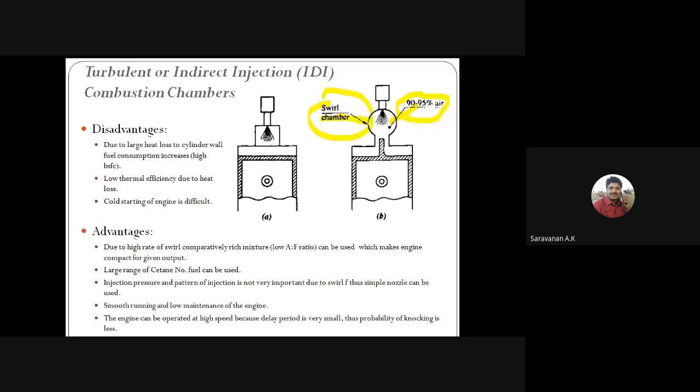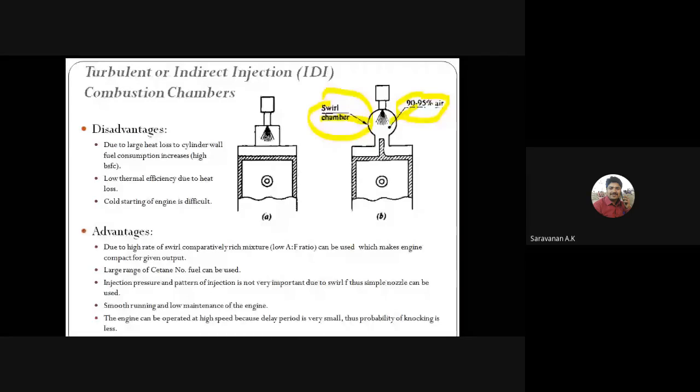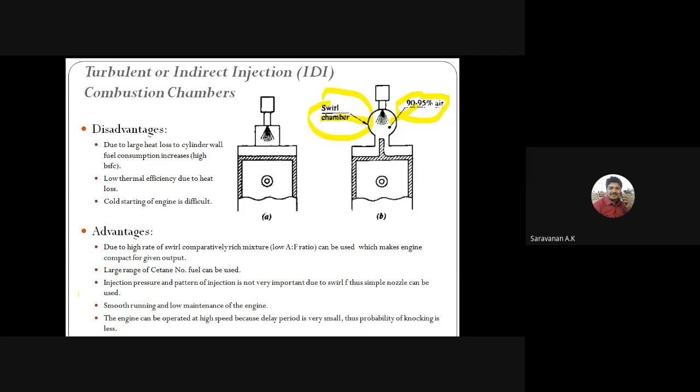Due to the high rate of air swirl, comparatively rich mixtures, that is, a low air-fuel ratio, can be used, which makes the engine compact for the various outputs. A wide range of cetane number fuels can be used here, and the injection pressure and the pattern of injection are not very important.